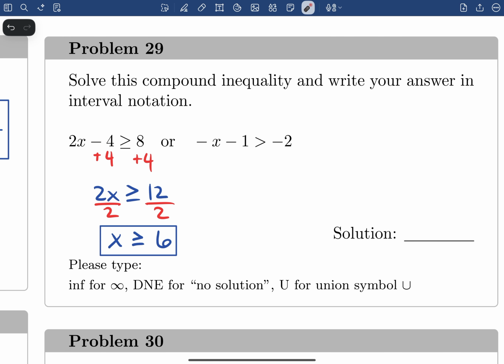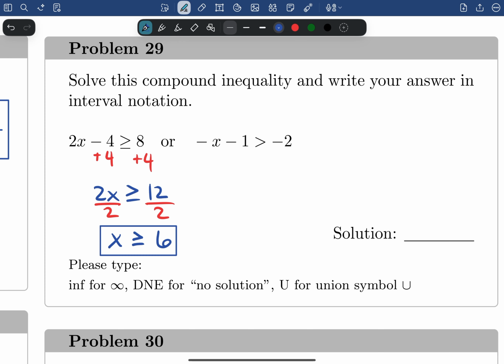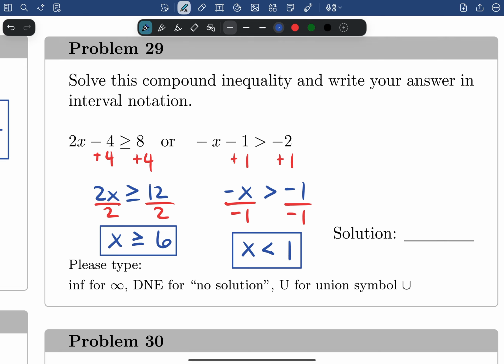So I get this answer first. Let's move on to the next inequality, this one. Okay, and so now I solve it, and I start by adding 1, and I get negative x is greater than negative 2 plus 1, which is negative 1. I now divide by negative 1 across the inequality. That flips the direction of the inequality, and I get x is less than 1. And between these two inequalities, I had the word or.